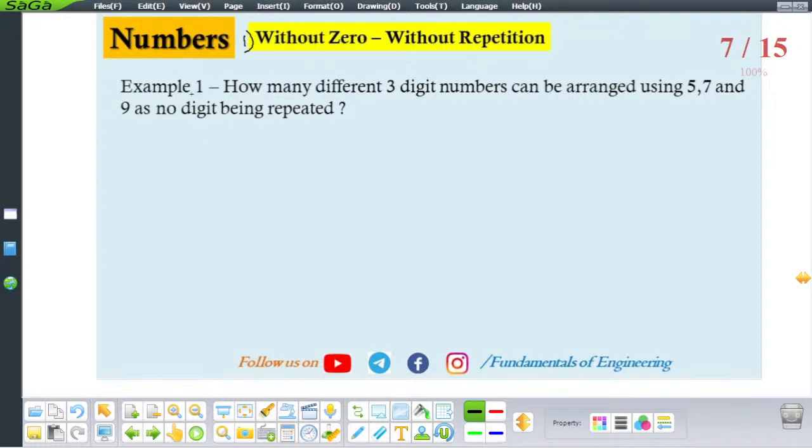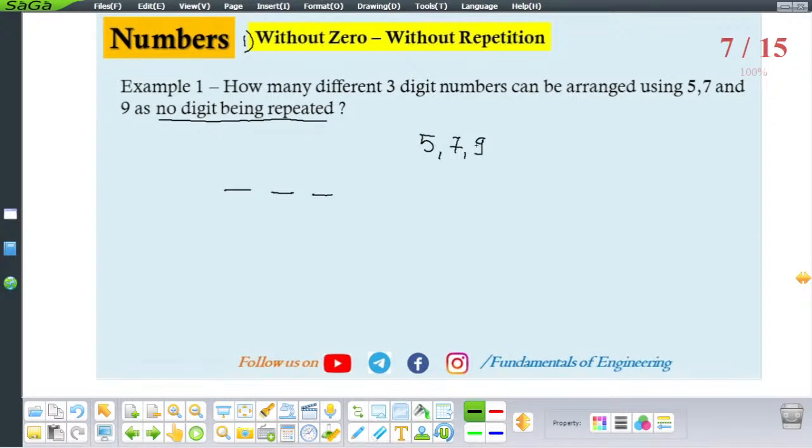So the first example: how many different 3-digit numbers can be arranged by using 5, 7 and 9, as no digit is being repeated? So digit repetition is not allowed and we have to get a 3-digit number by using 5, 7, 9. So how are we getting it? By using the formula also we can solve it, but see the first shortcut trick.